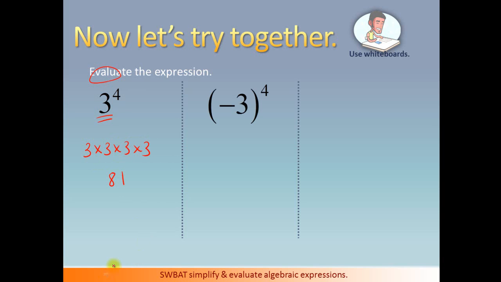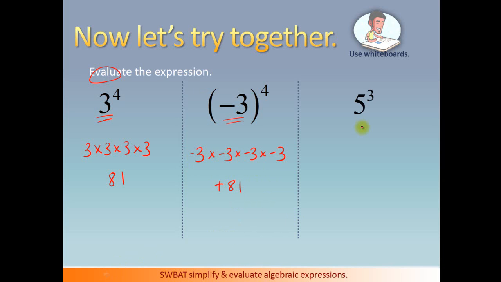Same thing. What are we repeating? We're repeating the base. Be careful. We're repeating -3. It takes a second, but it's always best to write down this step. And then you do the multiplication. Well, we know 4 3s gives us 81. We look at the sign. When you have an even number of negatives, you get a positive answer.